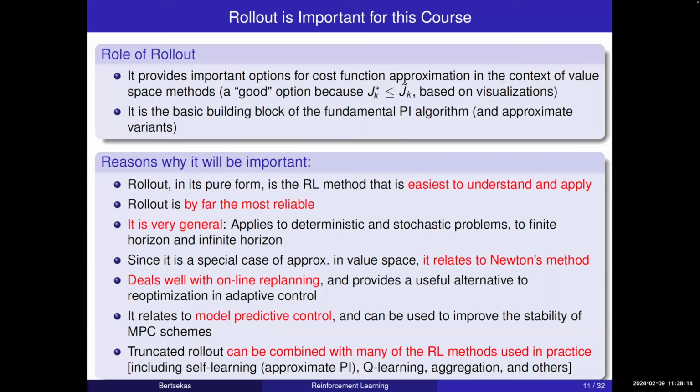Some more complicated methods like Q-learning, aggregation, and approximate policy iteration and others can be used in conjunction with rollout, in particular if you do truncated rollout. So there are two ways that you can combine methods. You can use your method of choice as a base policy on which rollout can potentially improve, or you can use these methods as a cost function approximation in the case of truncated rollout.